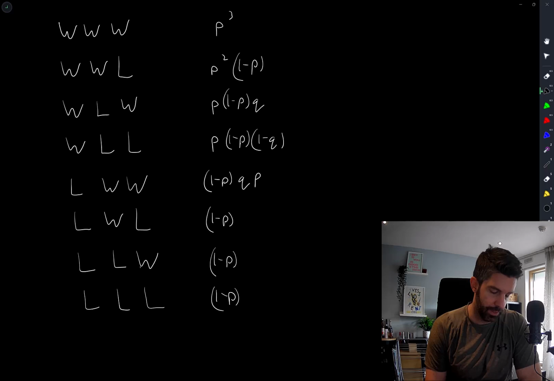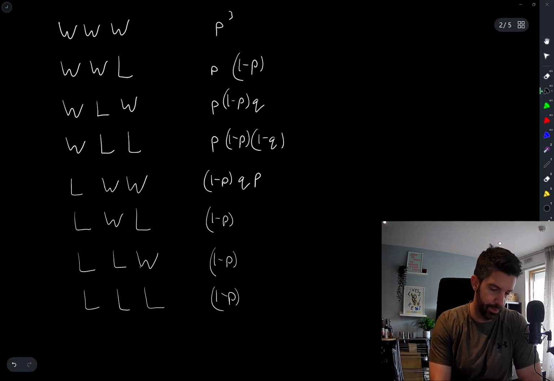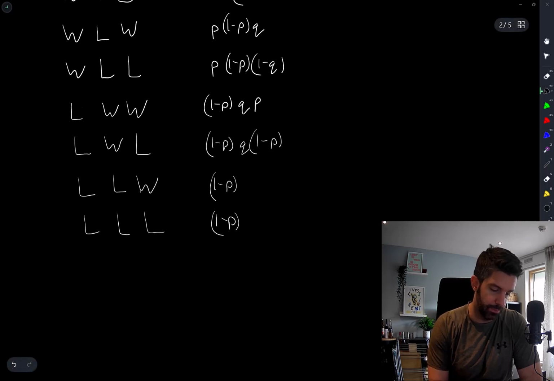I think I can see how we'll do this, but I'm just going to keep going. I'll fill this out and then I'll explain what my intuition is. Okay, so probability of loss: 1 minus P, and then Q, and then 1 minus P. LLW: 1 minus P, 1 minus Q, and Q. LLL: 1 minus P, 1 minus Q, 1 minus Q.